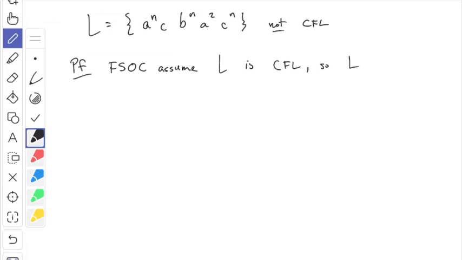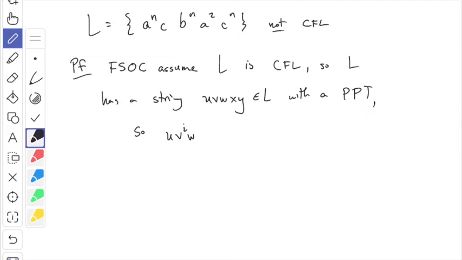We assume that this is a context-free language, so that means L has a string UVWXY, which is how I usually write this. You can write the letters however you want, but it has a string UVWXY in L with a pumping parse tree. And so that means that UV to the i, WX to the i, Y is also in L for all i. And from here is where we derive our contradiction.